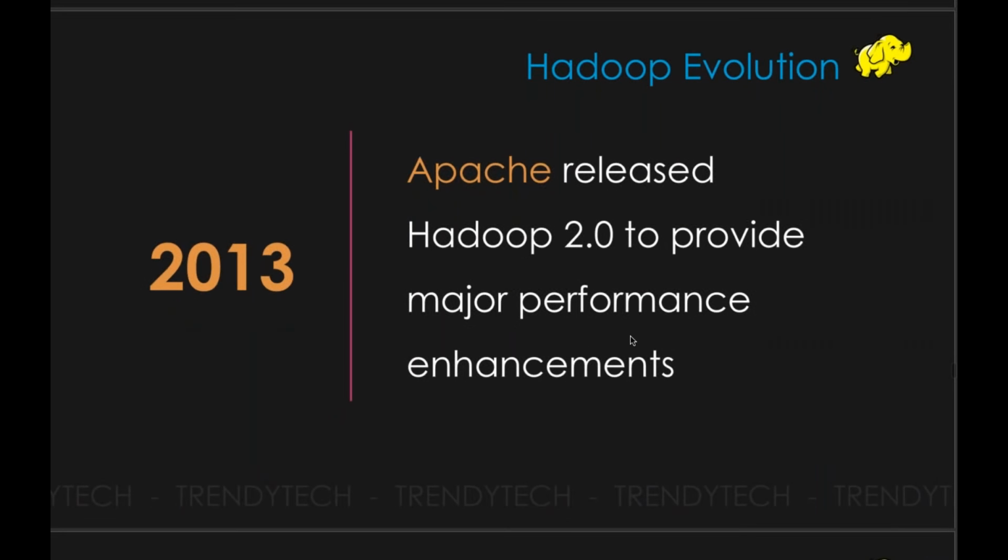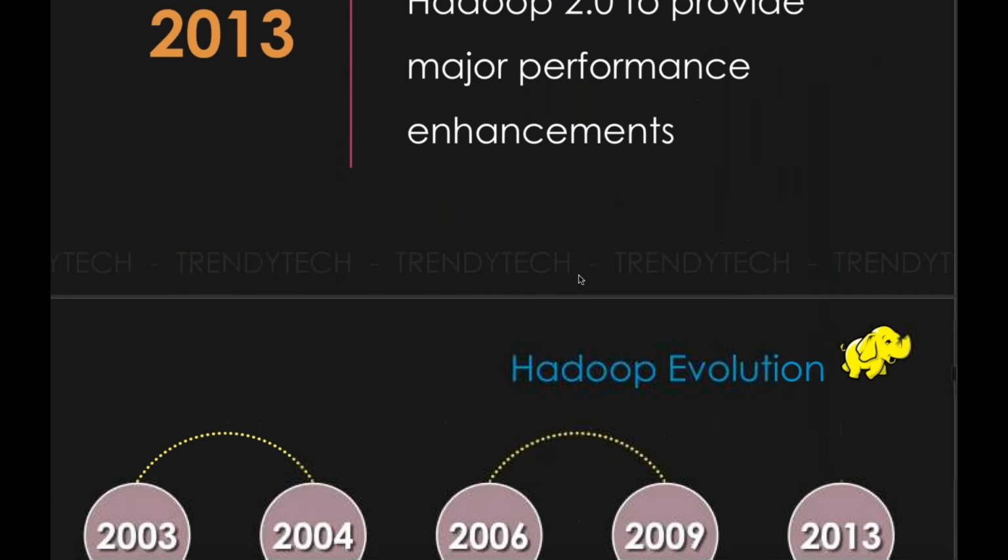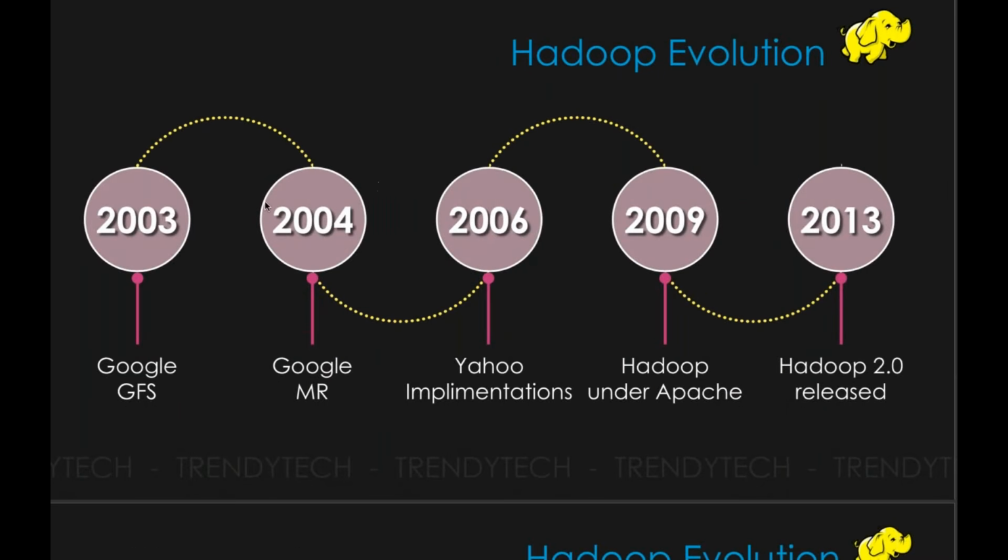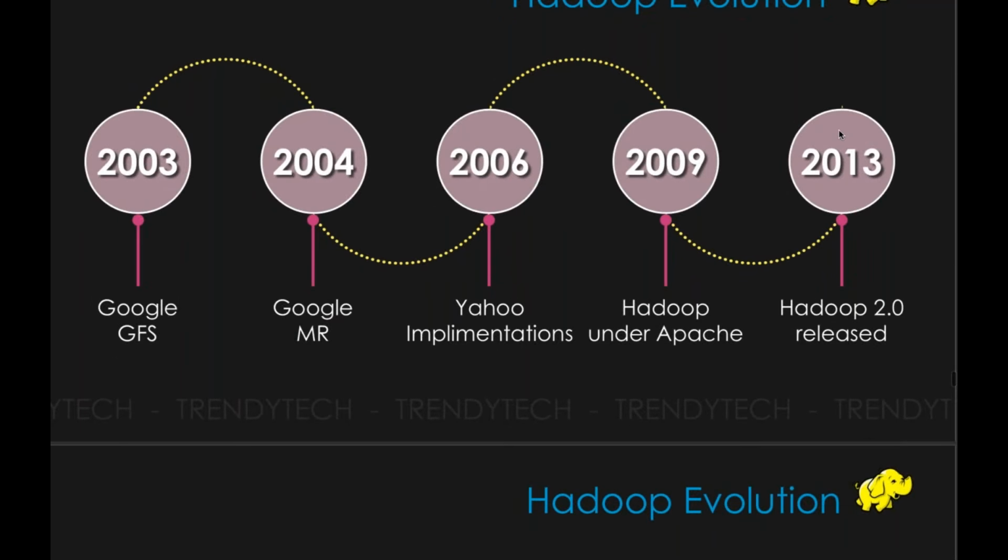Now, in the year 2013, Apache released Hadoop 2.0, the second version of Hadoop, which has major performance enhancements. We will talk about this later. So this is how the Hadoop evolution is. In 2003, Google gave a paper on distributed storage. In 2004, Google gave a paper on distributed processing. And in 2006, Yahoo implemented these papers. Then in 2009, it became open source. And in 2013, we got Hadoop 2.0 with major performance enhancements.